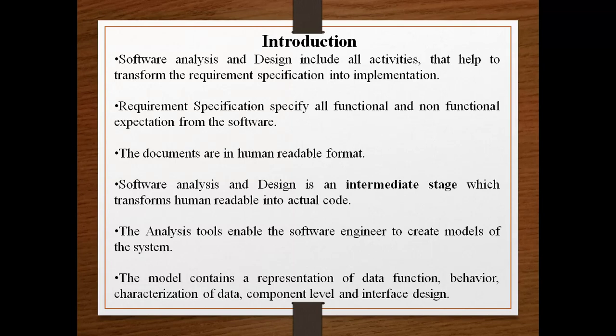Software analysis and design, called SAD, is an intermediate stage which transforms the human-readable documents into the actual code. There is an analysis tool which helps the software engineer create models of the system. The models can be on a piece of paper or on your system. The model will contain representation of data, function, behavior, characterization of data, component-level and interface design.